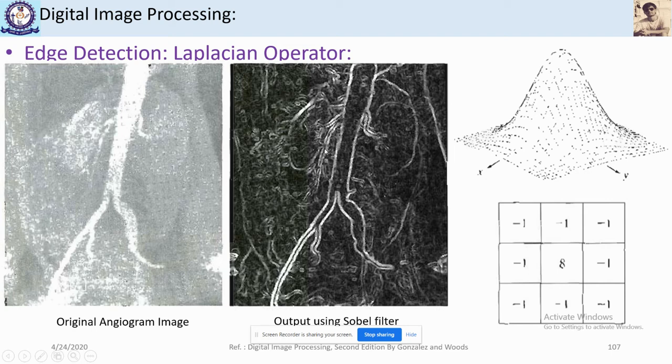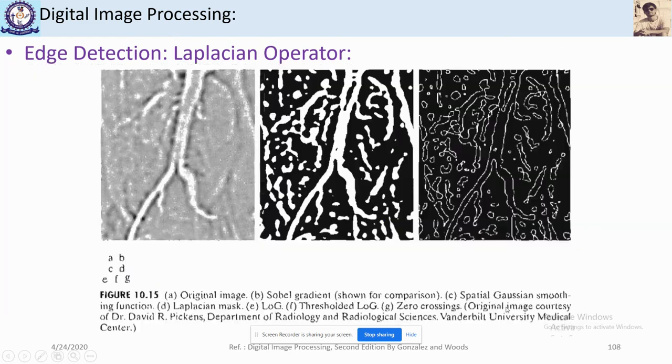Now here, to implement the LOG, a Gaussian mask of 27 cross 27 dimension is used, which is a Gaussian smoothing filter, and then this Laplacian filter is used. This Laplacian operator is used to implement the Laplacian of Gaussian. So this is the result of Laplacian of Gaussian.